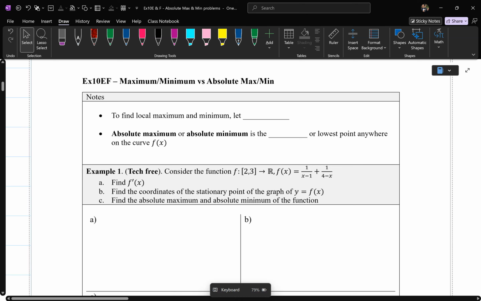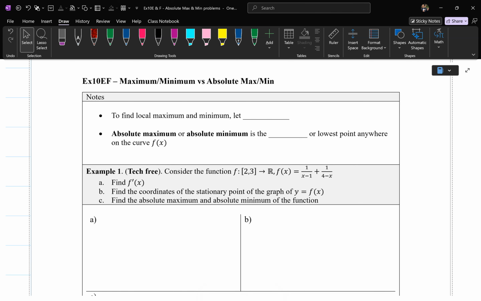Exercise 10EF is just two. Remember, chapter 10 is applications of calculus. So we've done tangents, we've done normals. Okay, that was your A and B, rates of change as well, average rate of change. And then previously we did, what did we do the last lesson with all the exam questions? Yes, kind of hinted that. But this one is actually the maximum, minimum, absolute max, absolute minimum.